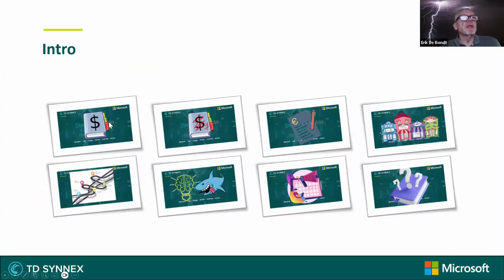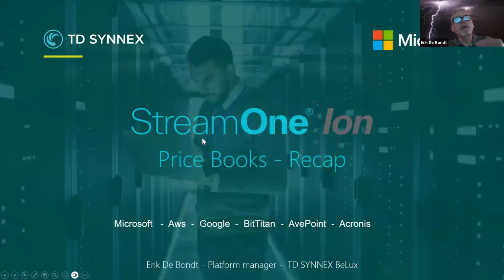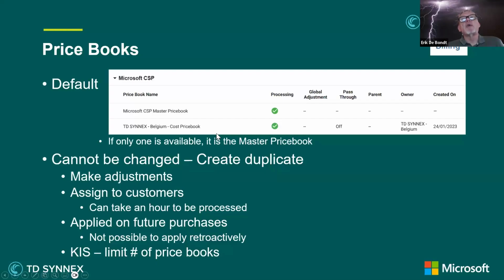Last time we went into the price books. A small recap, because the next section will go on top of this one. So price books are basically a way of changing the pricing for your customers. You have a specific price that you pay at SYNNEX, you have the MSRP, and you might deviate from the MSRP based on what you paid at SYNNEX, or based on what the MSRP is.